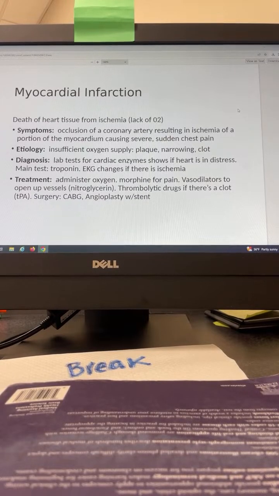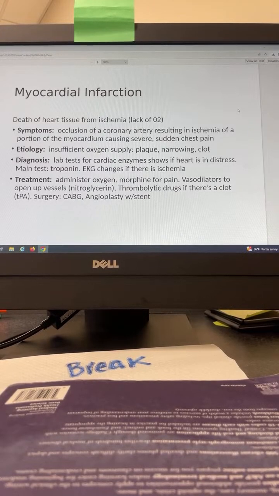Okay, so symptoms: occlusion of that coronary artery. So typically the main artery that gets clogged is the coronary artery, which is the main one for the heart. It results in ischemia of a portion of the myocardium, so part of the heart is not receiving the oxygen that it needs, which causes very severe and sudden chest pain.